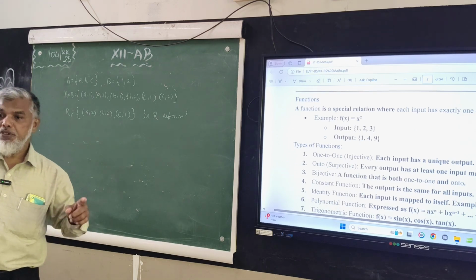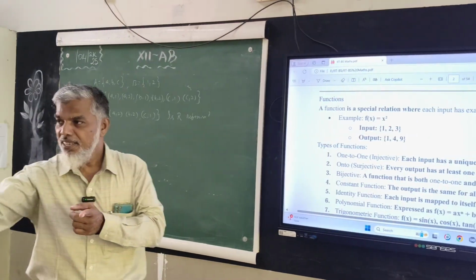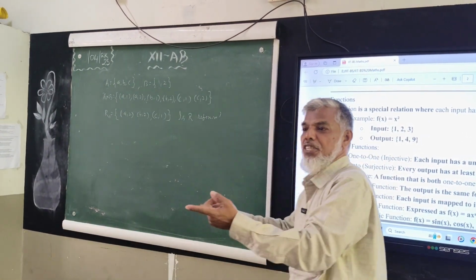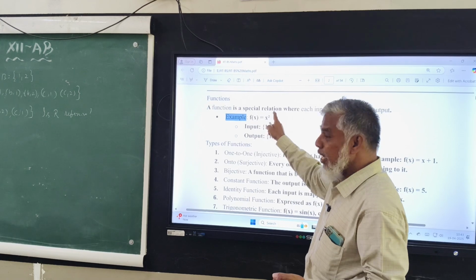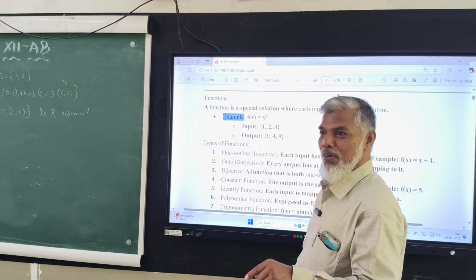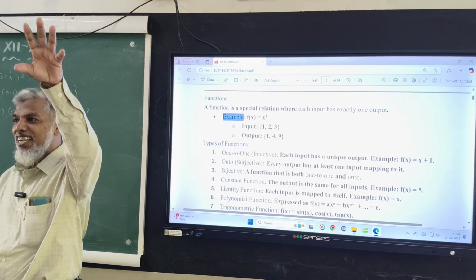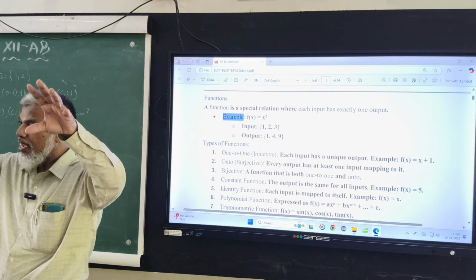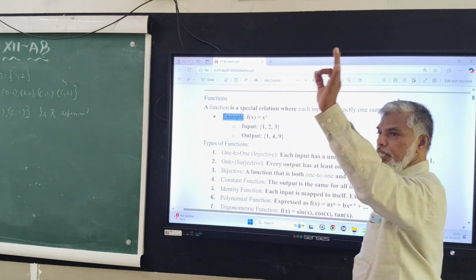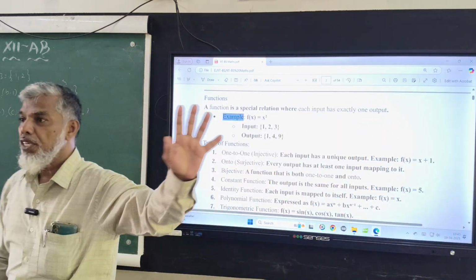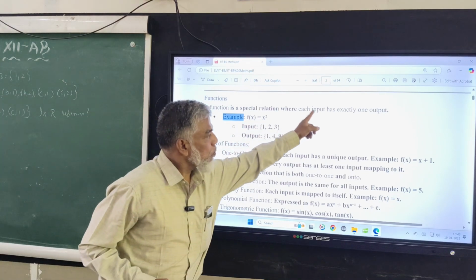So what is a function? First we studied the Cartesian product. From the Cartesian product we studied relation. From the relation comes the function. A function is a special relation. Which is the bigger one? The bigger one is the Cartesian product. Next subset, relation. Next, function. Each input has exactly one output. This definition you never studied before.